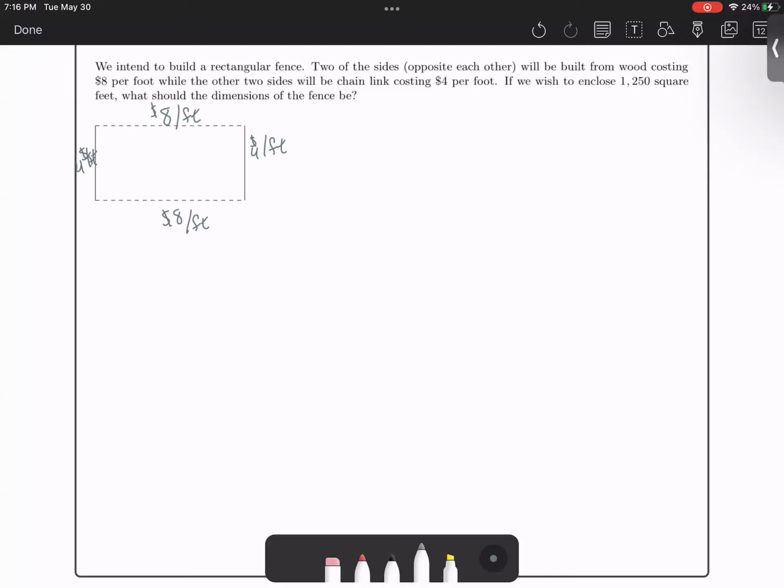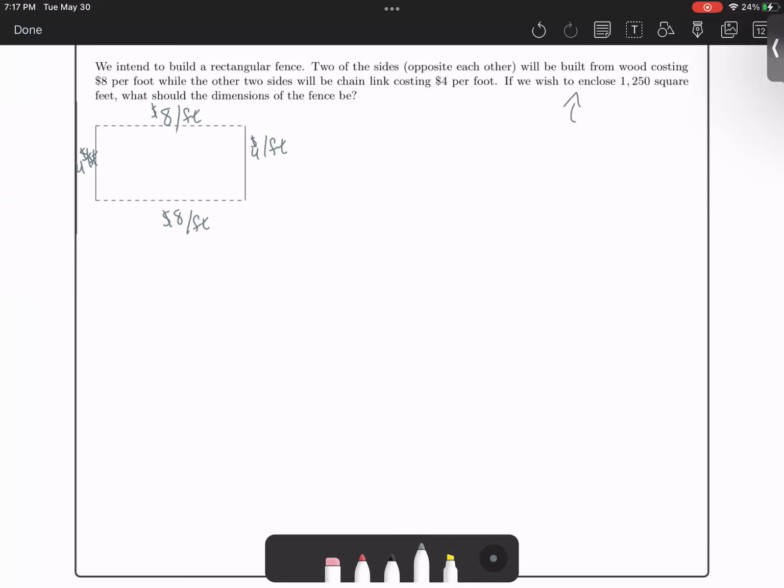If we wish to enclose 1,250 square feet, what should the dimensions of the fence be? Yeah, I think that's wild. We don't really know a lot about the problem, but apparently we know how to build this. Let's see. Why does it even make sense that I can ask how large this fence is going to be? Well, let's start with what we know.